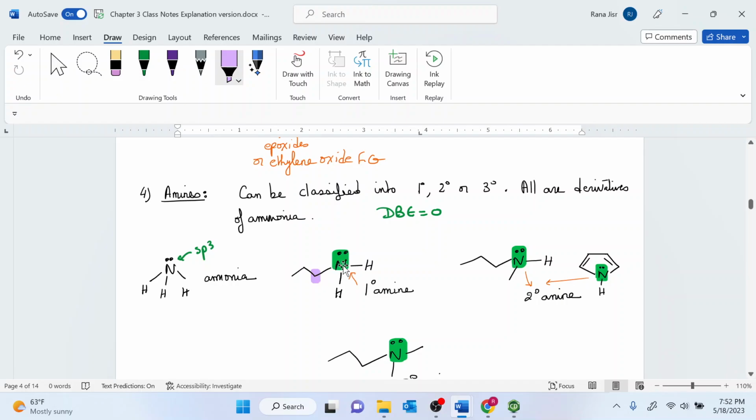So this nitrogen is going to be a primary because it is connected to one carbon. This nitrogen here is going to be a secondary because it is connected to two carbons in there. This is another example of a secondary amine as well.